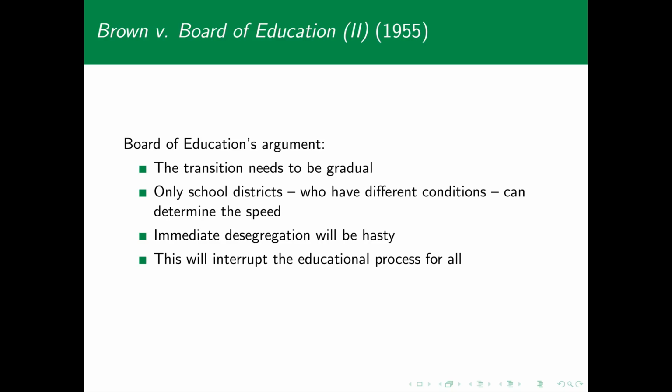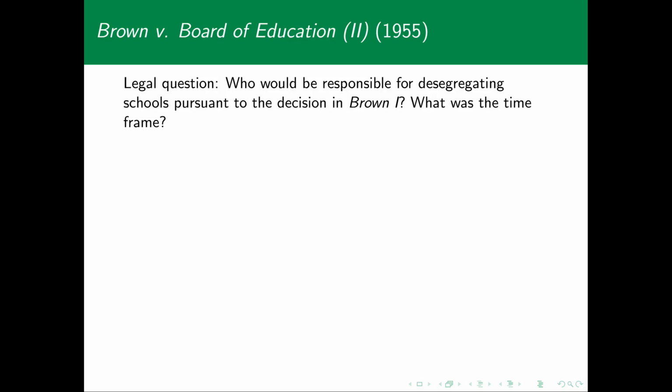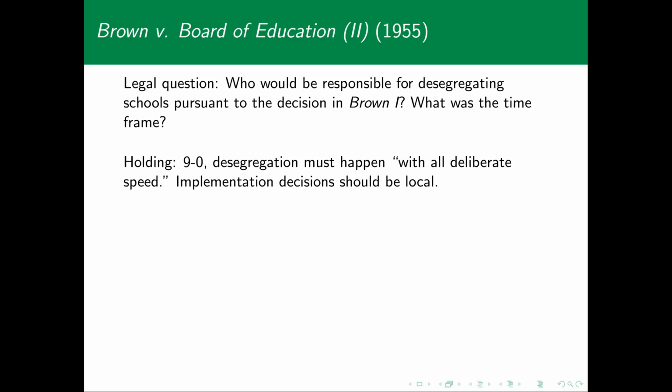They say who should be responsible and what's the time frame? Again, in a 9-0 decision, they say desegregation has to happen with what they call all deliberate speed. Well, again, the court is remarkable, stunning in its clarity about what they mean. It's not clear what all deliberate speed means, but they do say implementations are going to be local decisions. We're not going to make a decision here for what should be happening in a local school district. The reasoning for this is that only the local boards know the local conditions, so we can't make these decisions.